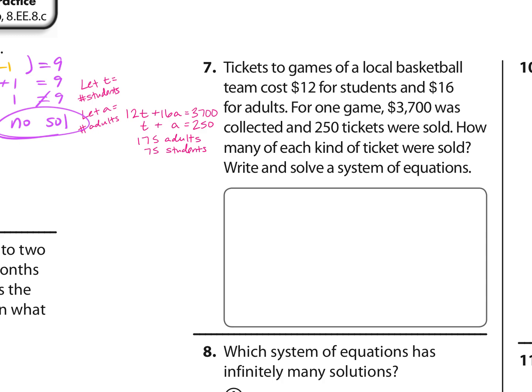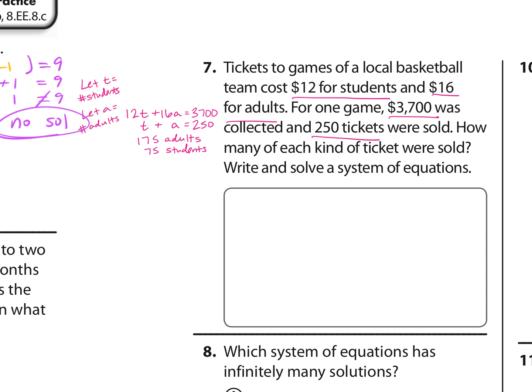On number 7, we set up a system already based on this information, where we're letting T equal the number of students and A equal the number of adults. So $12 times the number of students and $16 times the number of adults would be $3,700 total. And then there were T number of students and A number of adults for 250 tickets total. And so now we can use elimination.